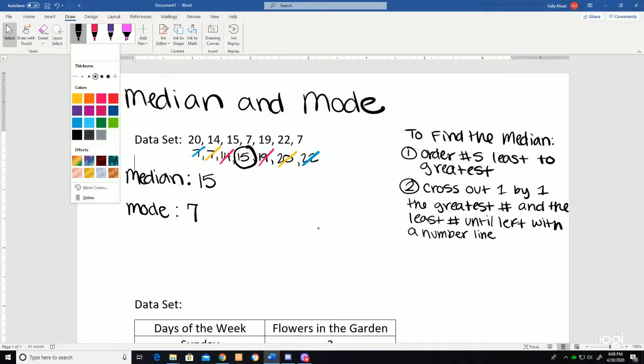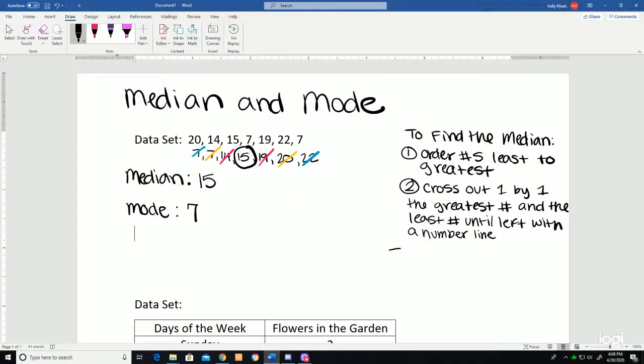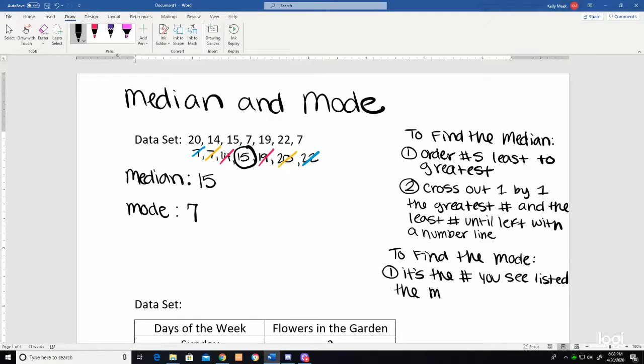Now to find the mode, I'll put those instructions over here. Sorry about that. To find the mode, it's pretty simple. It's the number you see the most. So first step and only step, it's the number you see listed the most. Now what's cool about the mode is that you can have more than one mode. You can have no mode, and we're going to talk about what that looks like here in a little bit.